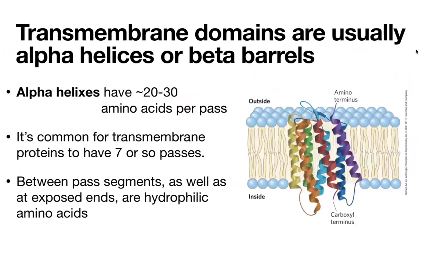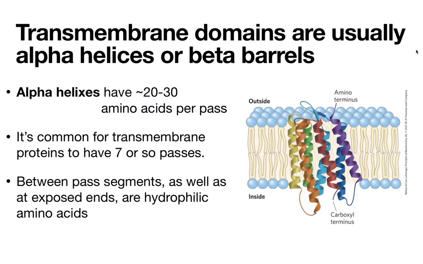In terms of alpha helical passes, because it's more compact, it takes about 20 to 30 amino acids per pass. And it's common to have about 7 or so passes. Between the pass segments, as well as at the exposed ends, the parts that are sticking out at the very ends, these are going to be hydrophilic as well. And these might also play a role in anchoring other things.